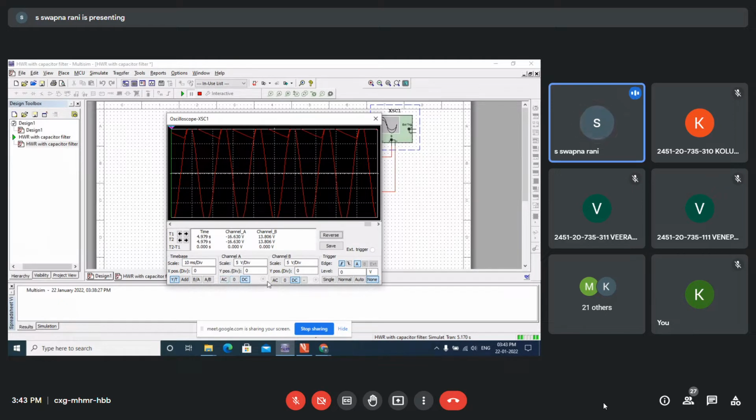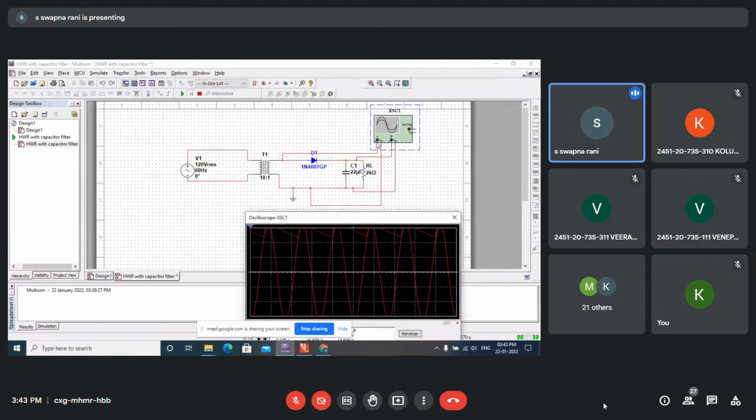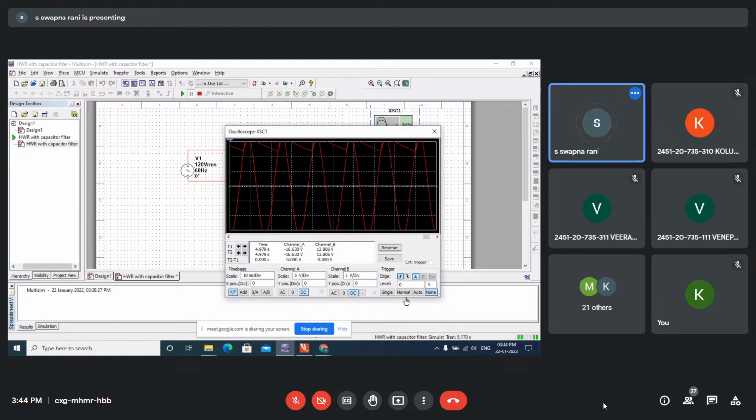So first we will see the input waveform. So for that, channel A is connected to the input signal. See, channel A positive is connected to the secondary side of the transformer, and channel B positive is connected to the load resistor. The channel A will show you the input signal, and channel B will show you the output signal after filtering. After filtering with the capacitor filter, whatever is the output from it will be displayed in the second channel, channel B. So for time being, I'm setting channel B off.